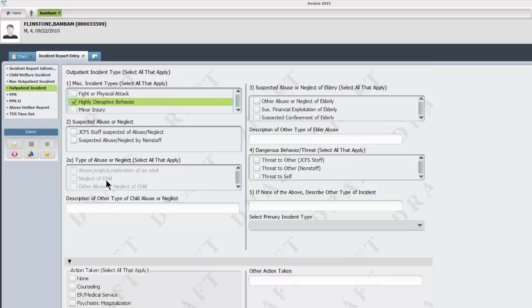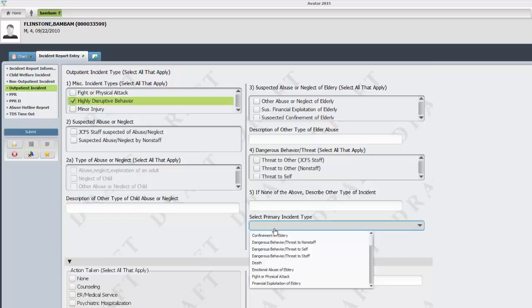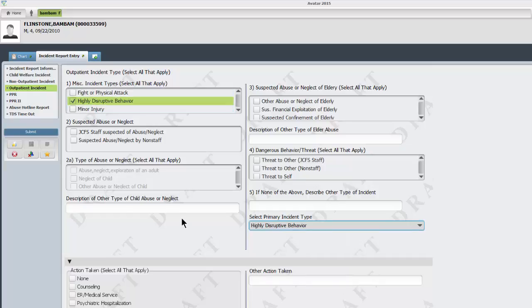If it had been suspected abuse or neglect and it hadn't fallen into one of these categories, then I would need to list out what it was. If it was suspected abuse or neglect of an elderly person, I would need to list that out. If it is dangerous behavior or a threat, who was that threat to? And then there needs to be a primary incident type. So we're going to say this is highly disruptive behavior.